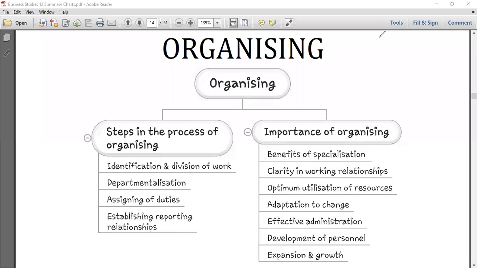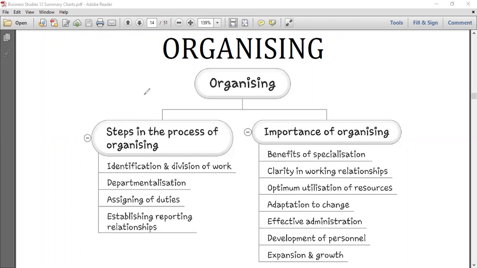In class 12th business studies, chapter number 1, that is nature and significance of management, chapter number 2, that is principles of management, chapter number 3, that is business environment, and chapter number 4, that is planning, we had already completed the revision part of that, and now today we will be starting with the chapter of organizing. And in today's class we'll be studying the steps in the process of organizing and the importance of organizing.